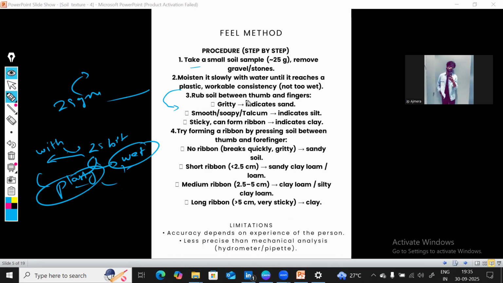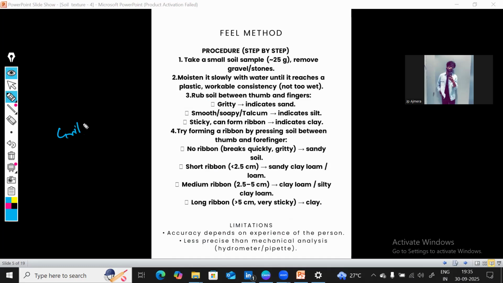Okay. Then we rub between the thumb and forefinger. We'll take it in our hand and rub between the thumb and four fingers. What we'll feel: if the feel is gritty, then we call it sand. It's very important. It will come in the examination. If the appearance is gritty, then the answer would be sand.